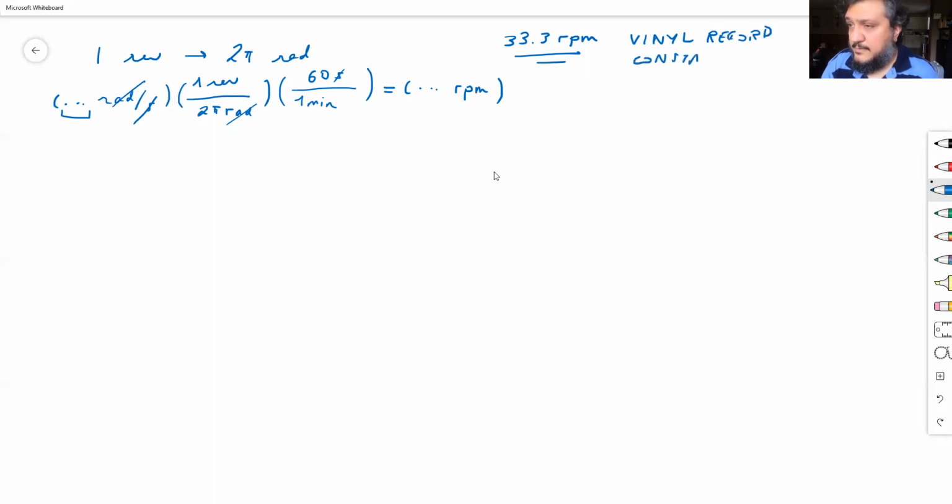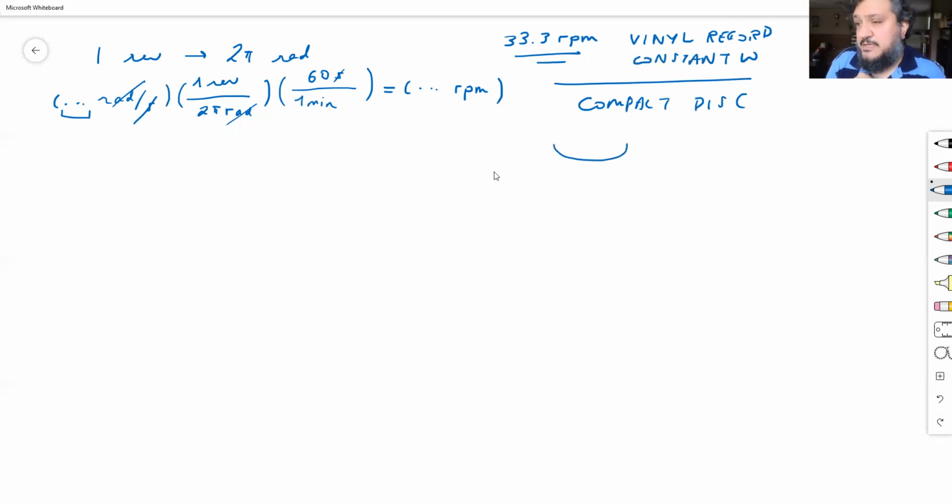Constant omega, as opposed to a compact disc. Compact disc. Now, I don't know much about technology here, but it's a laser.